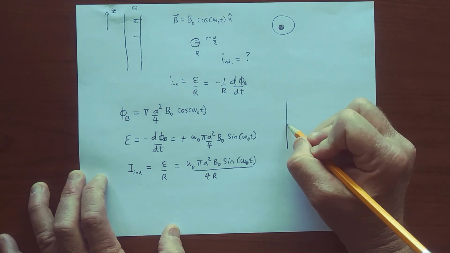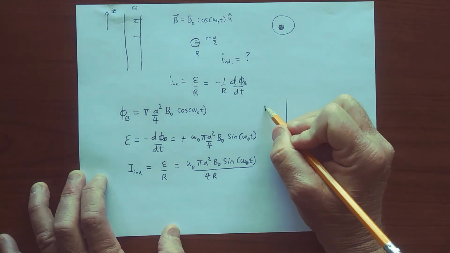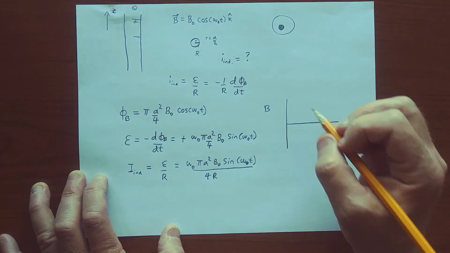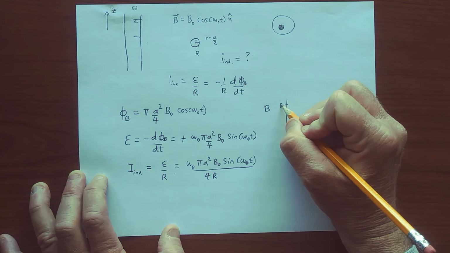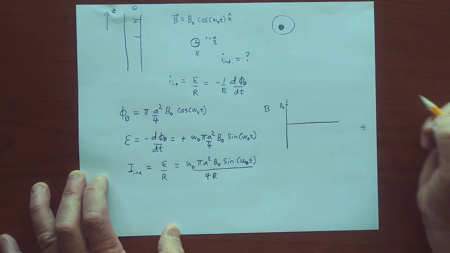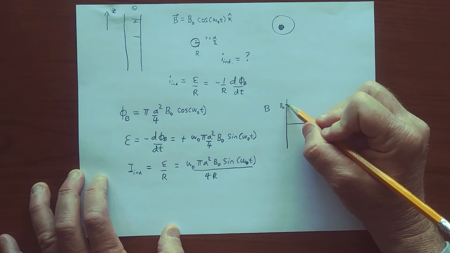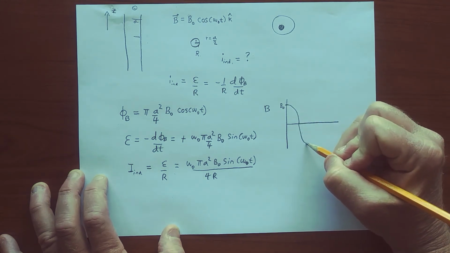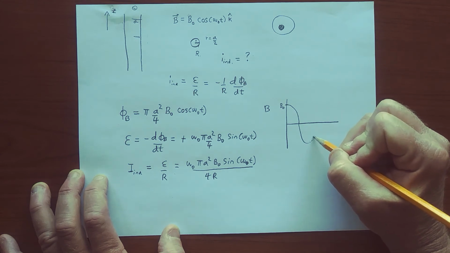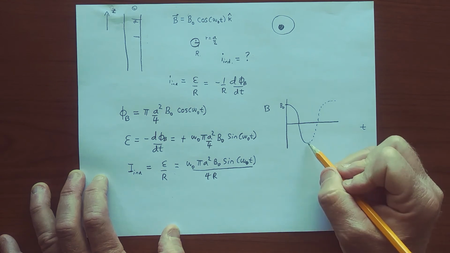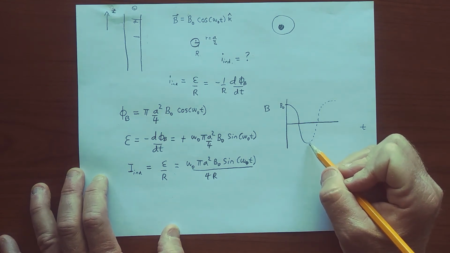If we plot the magnetic field, right, here's the magnetic field, or the magnitude of the magnetic field. At t equals 0, the magnetic field is just B naught. And then the magnetic field varies sinusoidally. It reaches its lowest point and then comes back up like that. So this is sort of halfway through the cycle.